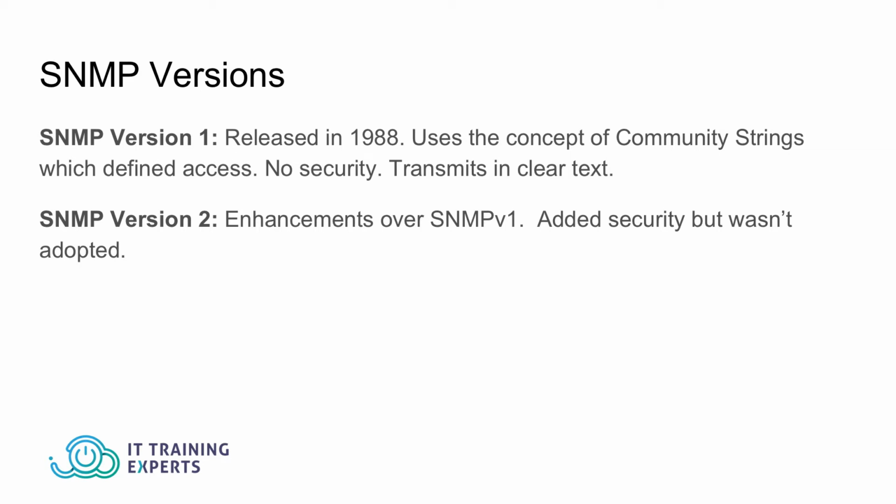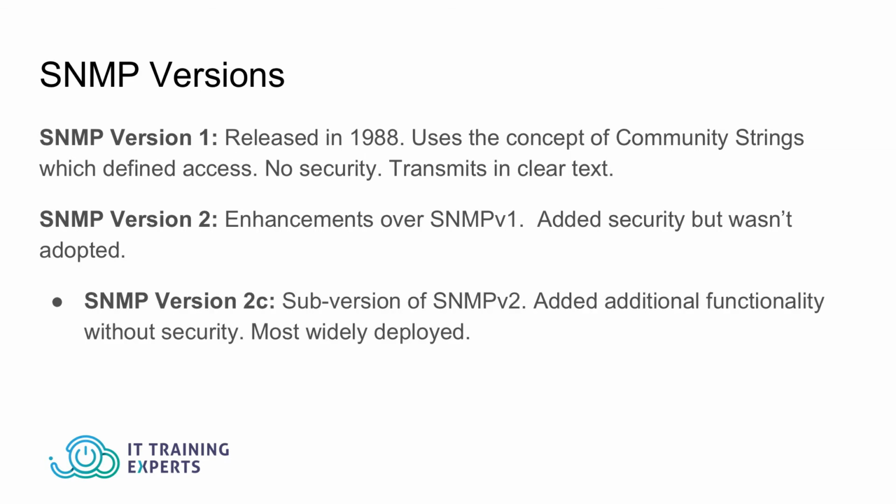The industry liked the enhancements and the additional functionality, but the security the industry just flat out wasn't ready for. And at that time, security wasn't a concern like it is today. So SNMP version 2C came out, which was a subversion. And it added that additional functionality, but it removed the security. So you went back to the same security that you had in SNMP version 1. Today it's still the most widely deployed, with security concerns becoming more and more increasing.